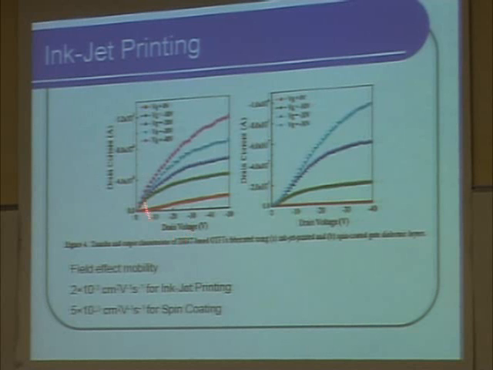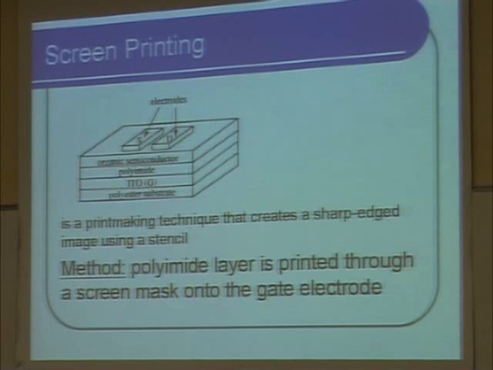Now for the inkjet printing dielectric layer, the field effect mobility was found to be 2 times 10 to the power of 3 centimeters squared per volt per second. And for the spin coated, it was found to be 5 times 10 to the power of -3 centimeters squared per volt per second. The third method they talk about is screen printing, which is a technique that creates a sharp-edged image using a stencil.